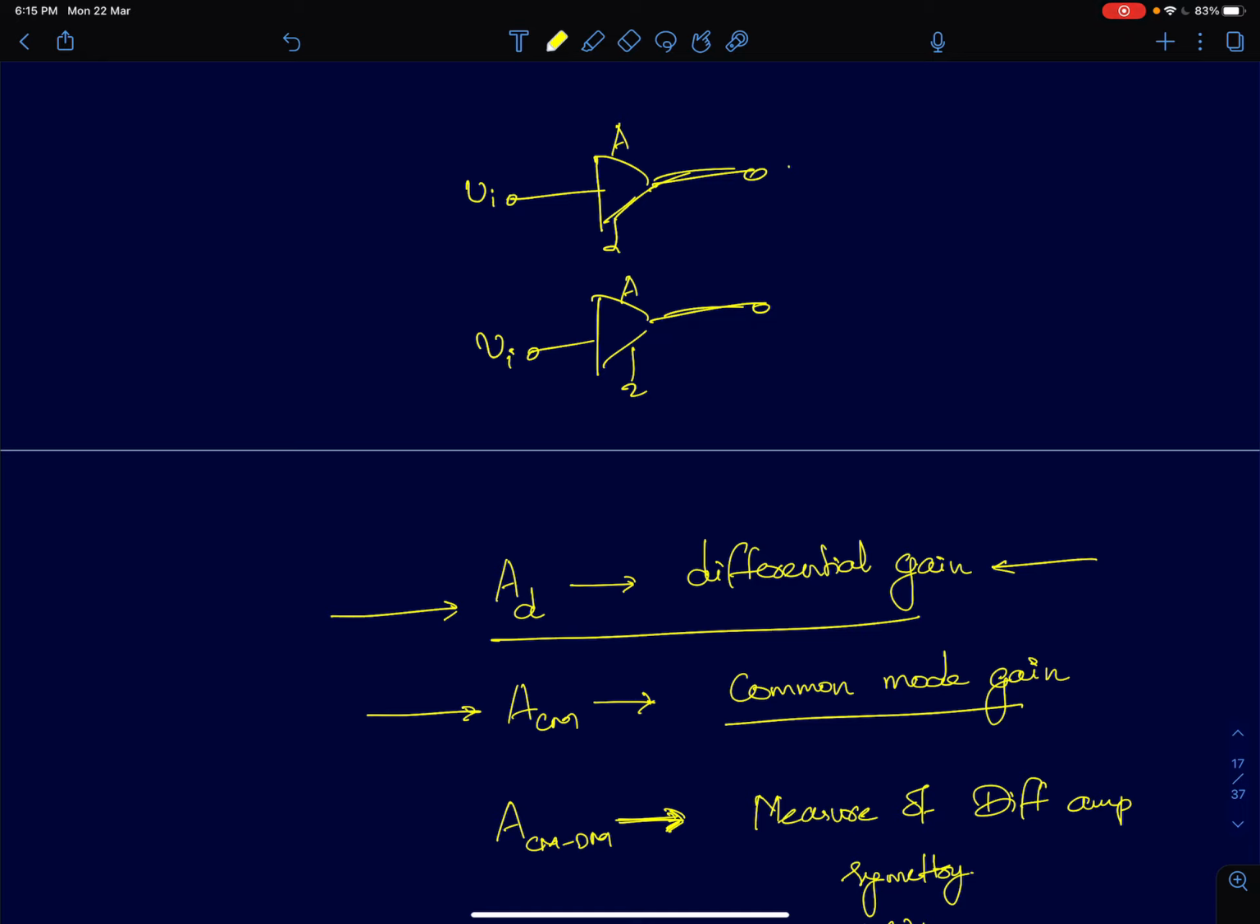that in case of a differential gain, if I apply plus Vi by 2 here and minus Vi by 2 there, then the output is going to be A times Vi by 2 here, and minus A times Vi by 2 there. If I take the output differentially, I'm going to get A times Vi as the output voltage, so voltage gain is simply A.